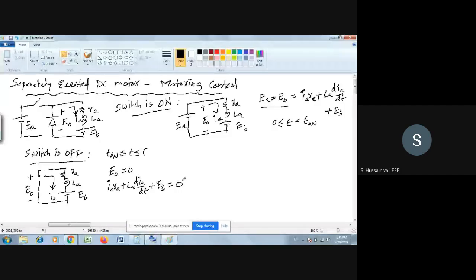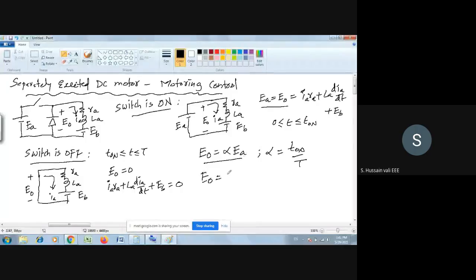Now from this, what is the average voltage? We have already done this derivation, so I will write directly, it's better. The derivation we got is that E naught is equal to alpha into EA, where alpha is equal to T on by the total time T. So this is the output voltage E naught. Once we got this, we have the answer for the output voltage.